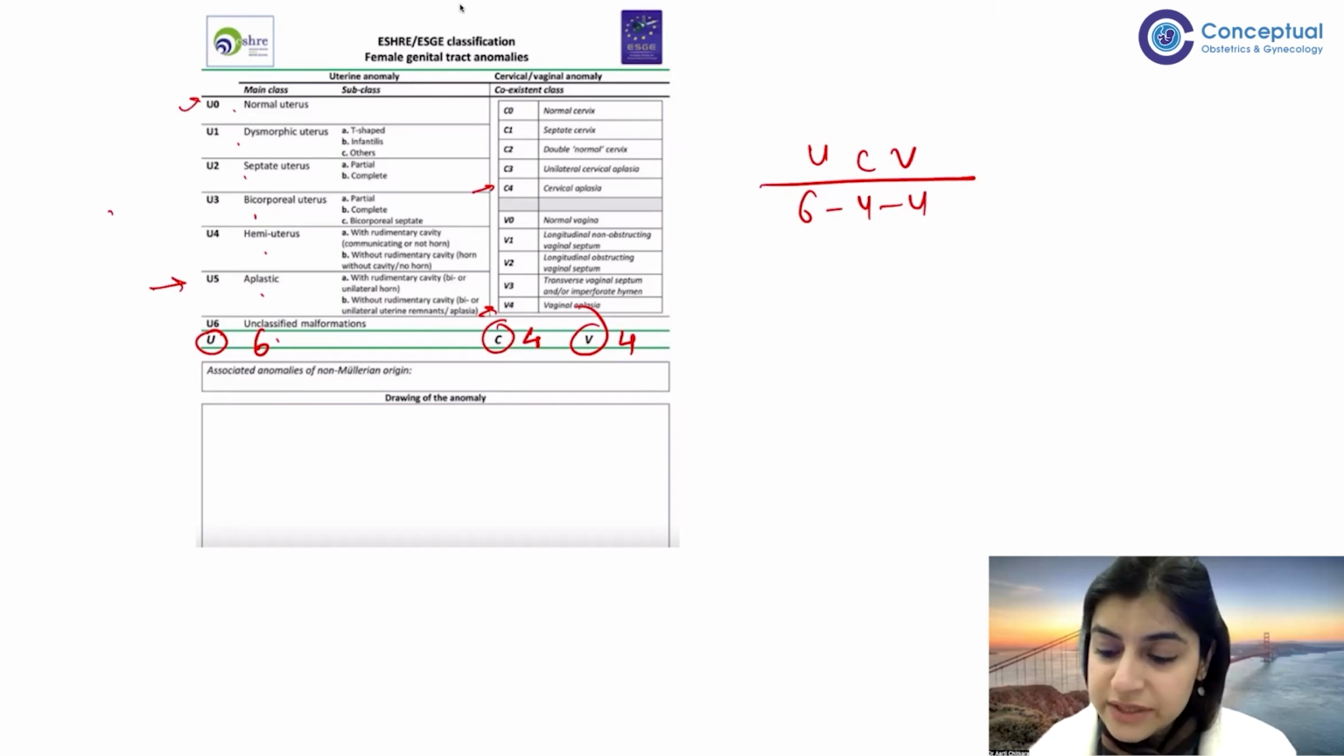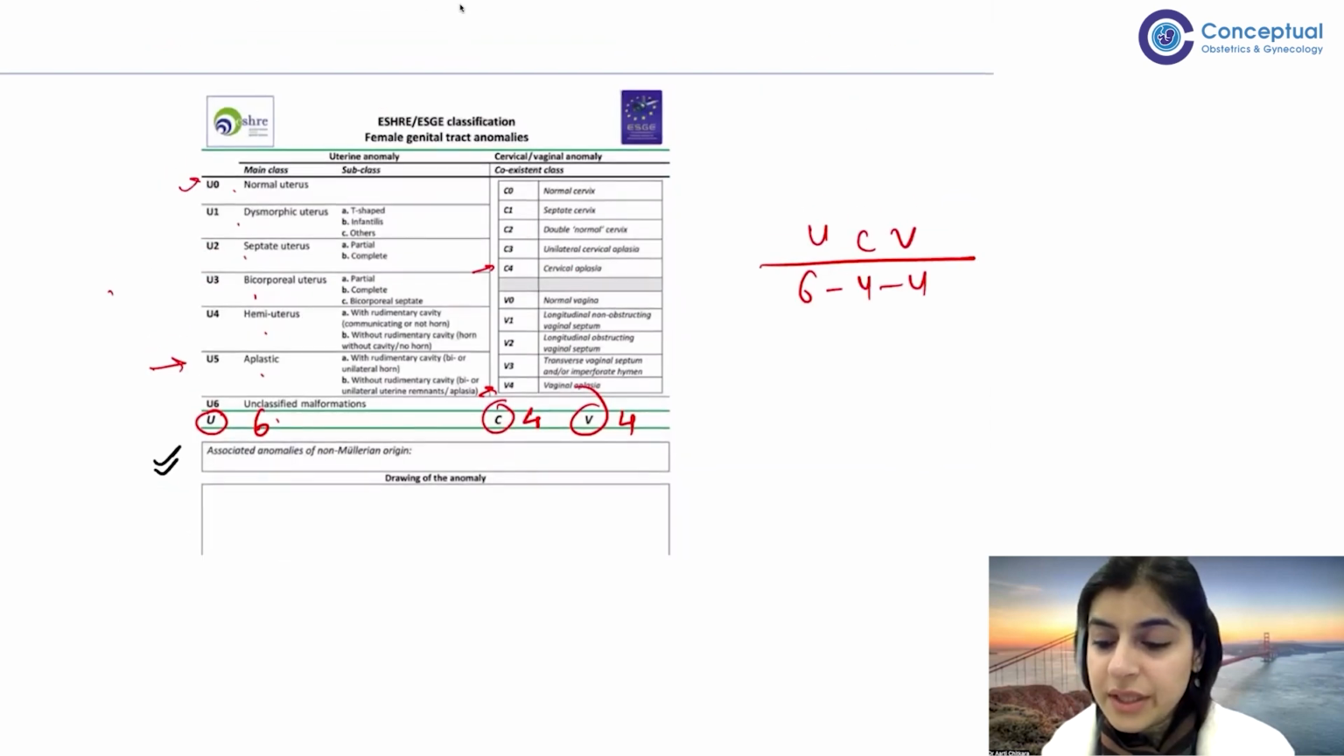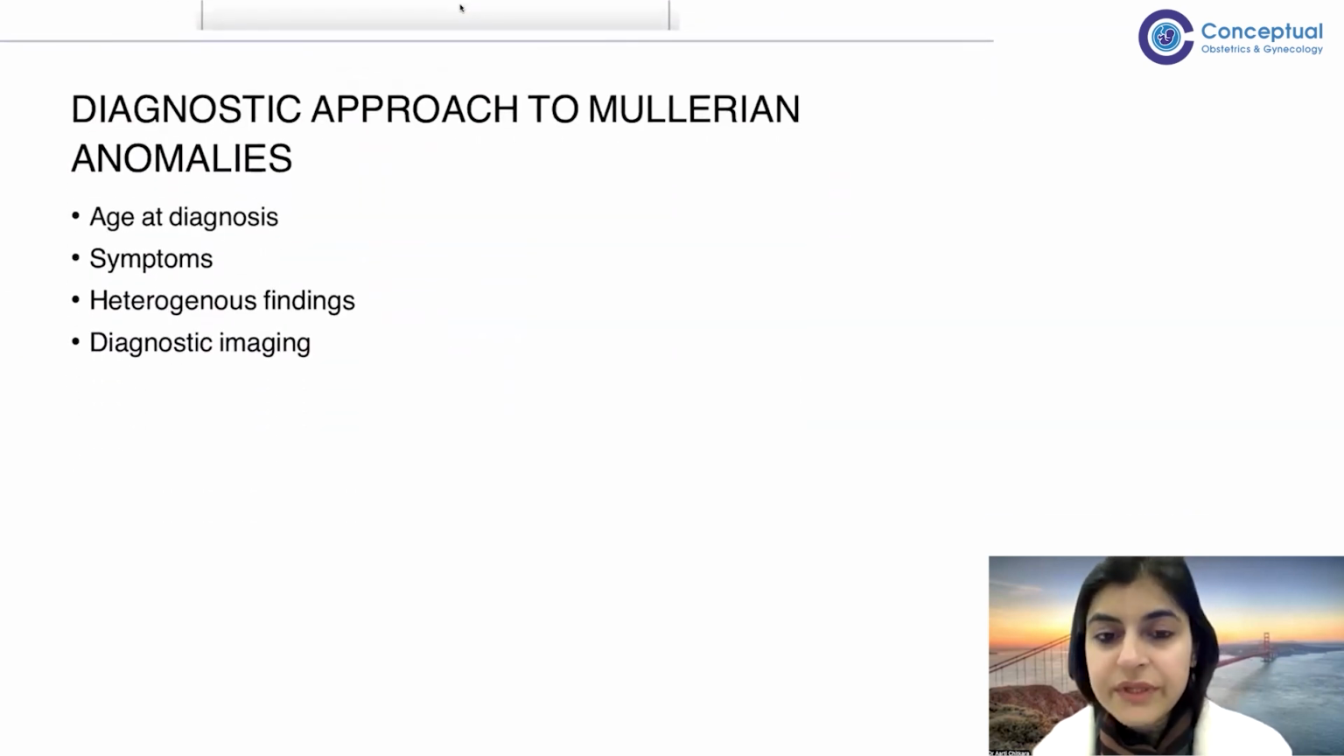This also gives us a place to enter the associated anomalies of non-Mullerian origin, and we have to draw the anomaly here as per the ESHRE SG classification system. Are you all clear till now? Any doubts, any confusion? Anybody wants to ask anything before we go with diagnostic approach to Mullerian?